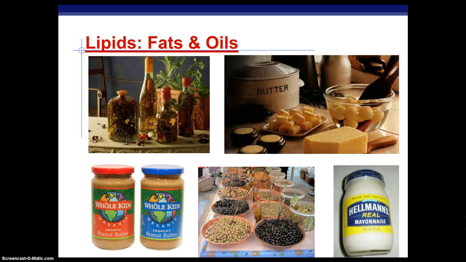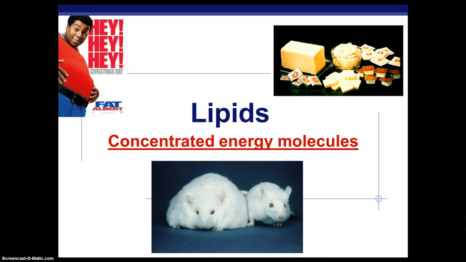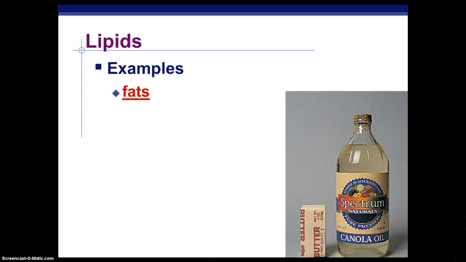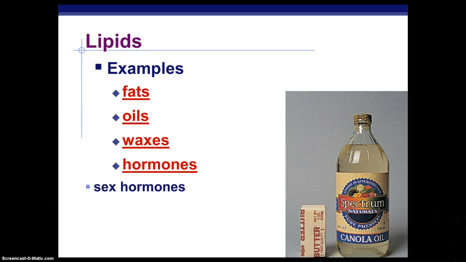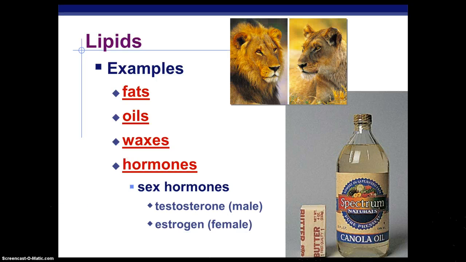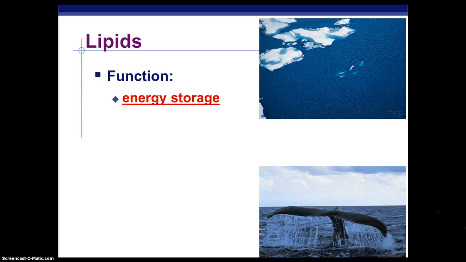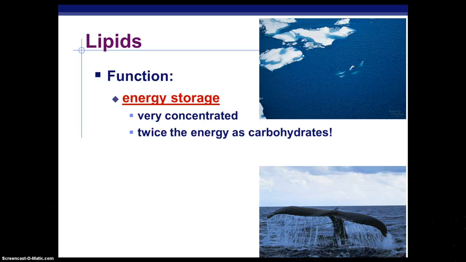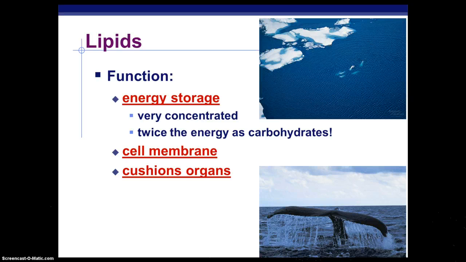All right. Next, lipids. Lipids are fats and oils. They are concentrated energy molecules. Waxes is another example. And then something that you don't eat but are still lipids are hormones. So the sex hormones, it's testosterone in males, estrogen in females, the more concentrated. And the function of a lipid is primarily energy storage. Lipids are really large molecules. They have a lot of bonds. So remember, in those bonds is stored energy. It stores way more energy than carbs.